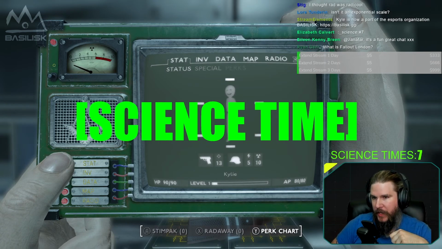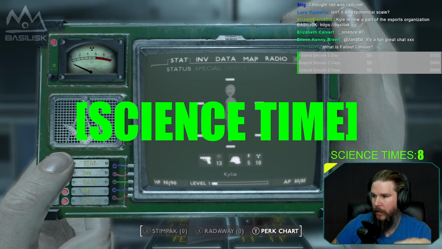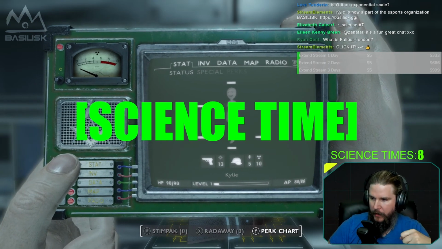Isn't that an exponential scale? No. And I think you're thinking of the term logarithmic. And it's not a logarithmic scale. A logarithmic scale, science time, increases by an order of magnitude for each increment. So it'd be 1, 10, 100, 1,000, and tick 3 is 1,000 times higher than tick 1, etc.